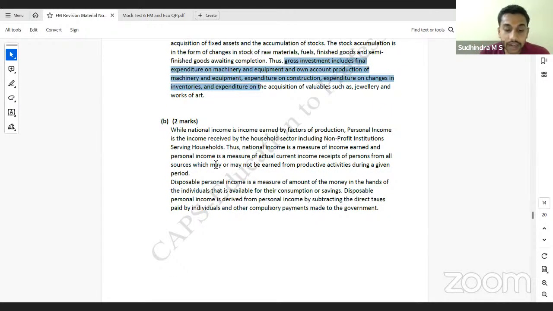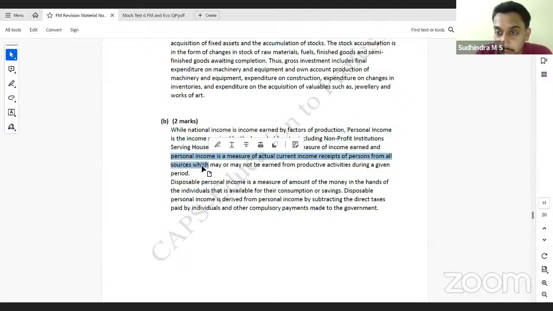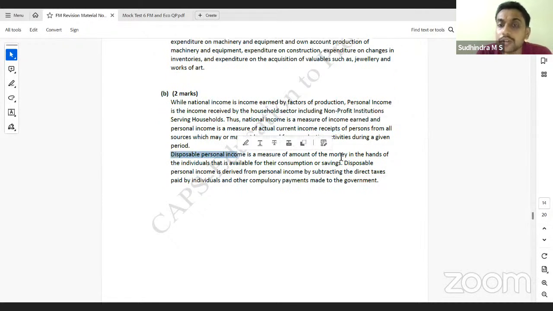Then they're asking about personal income and disposable personal income. Personal income is the income received by the household sector, including non-profit institutions serving households. This gives you half mark. It is a measure of the actual current income receipt of the person from all sources. Half mark. Disposable personal income is a measure of the amount of money in the hands of the individual that is available for consumption. This is important: available for consumption, half mark. And how do you get this? Disposable income is personal income minus direct tax and other compulsory payments. How to compute it carries half mark.